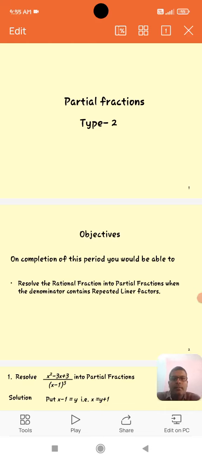Last class we discussed rational fraction, proper fraction and improper fraction definitions, and also how to resolve into partial fractions for non-repeated linear factors.